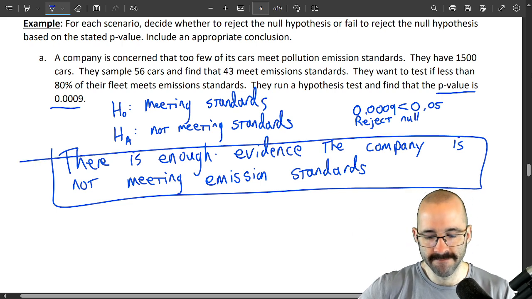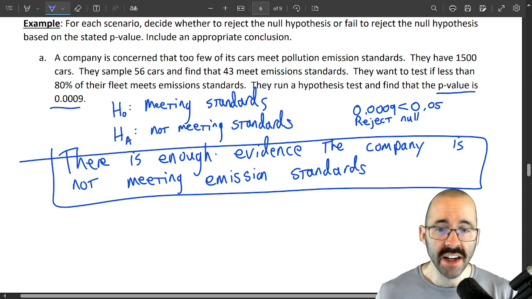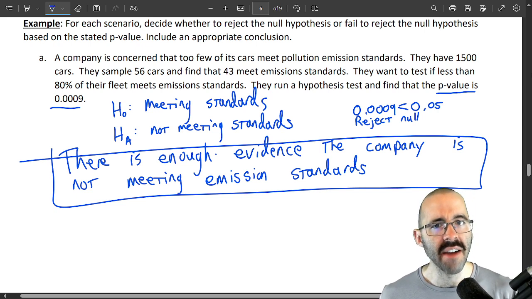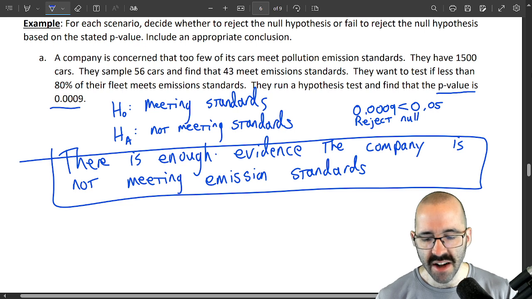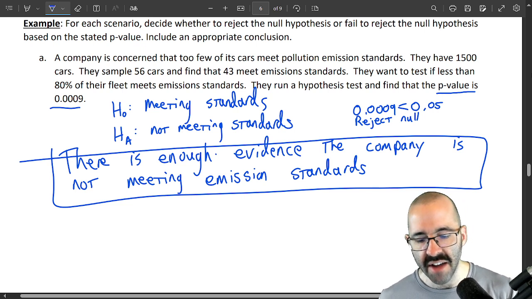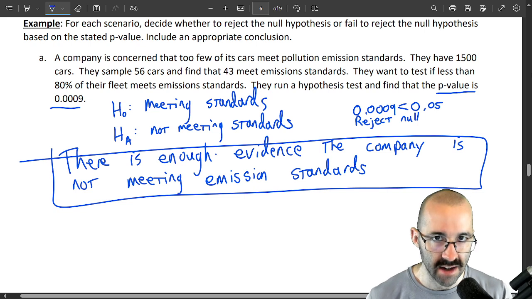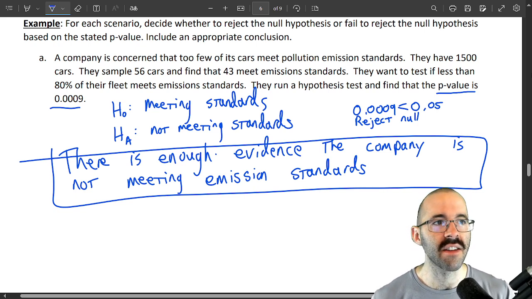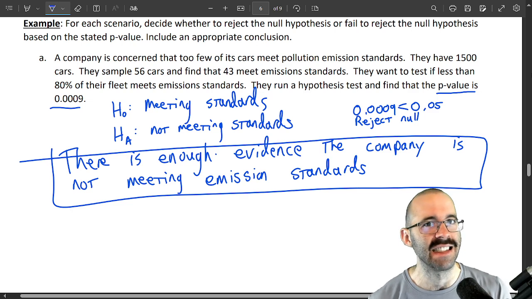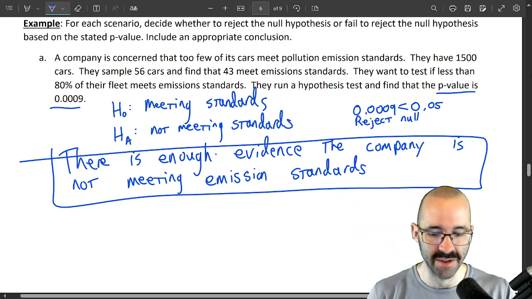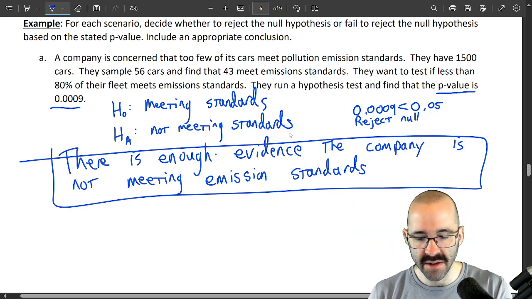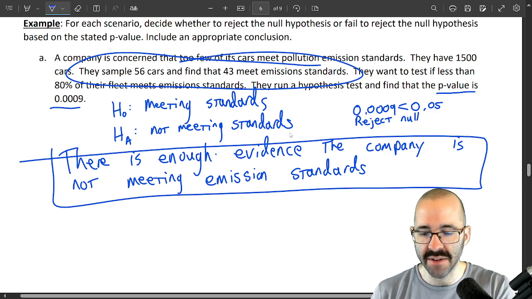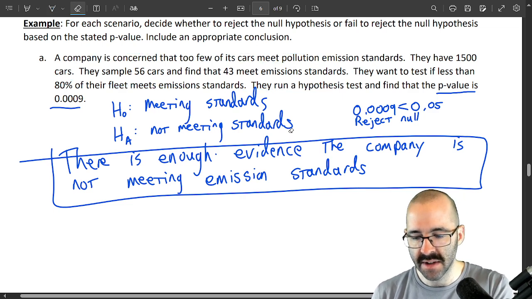And that's it. We're not proving anything, but we're saying there's enough evidence to make us doubt. There's enough evidence to say the company is not meeting emission standards. There's enough evidence to make us think this. We have not proven anything, but there's enough evidence to make us say no good. To prove it, we couldn't use a sample; we'd have to look at the whole population.